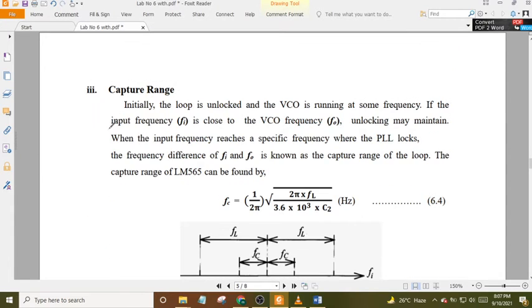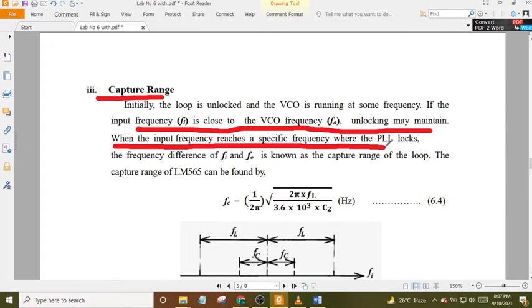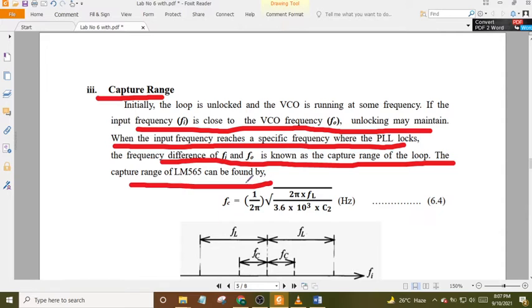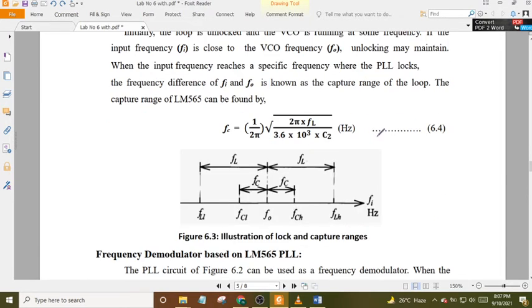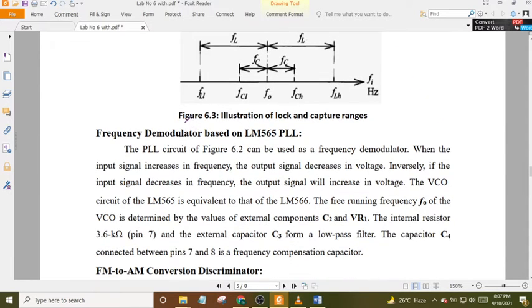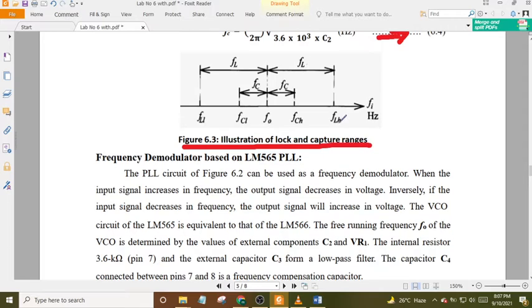3. Capture range. Initially the PLL is unlocked and the VCO is running at a free-running frequency. If the input frequency, fi, is closer to the VCO free-running frequency, fo, locking may happen. When the input frequency reaches a specific frequency where the PLL locks, the frequency difference beyond fo is known as the capture range of the PLL. The capture range of the LM565 can be found by fC equals square root Hz, 6.4. Figure 6.3 Illustration of lock and capture ranges.